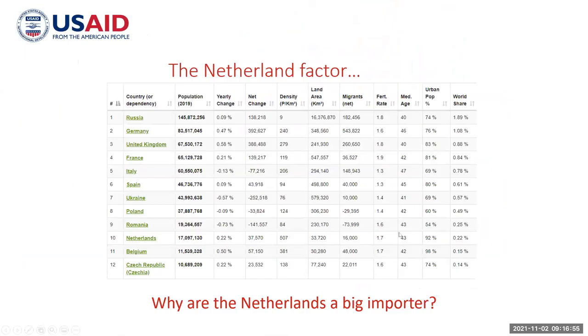Now, one thing to consider is the Netherlands factor. If you look at the trade data, the Netherlands are a huge importer of fresh produce. You know, their per capita consumption, if they didn't re-export it, would be huge. So the Netherlands has a lot of product coming in, but it's all being re-exported and shipped out.